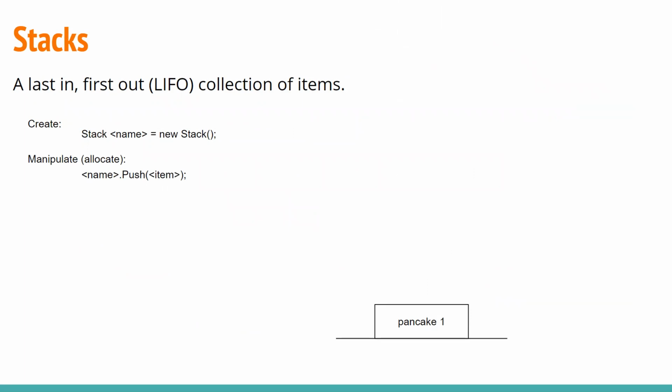If I say dot push pancake 2, that's going to add pancake 2 to the stack. If I say dot push pancake 3, that's going to add pancake 3 to the stack. Okay, so that's the first thing. That's how we add to a stack.